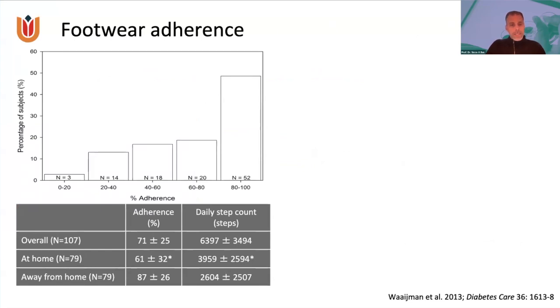Now, one aspect that I mentioned about this footwear, and that is also incorporated in the guidelines, is that the footwear should be worn as recommended. And we know from the literature and from studies that we also did that this footwear, even though it can be appropriate, is not always worn, and not worn as recommended.